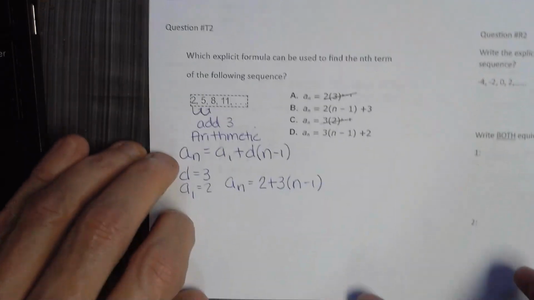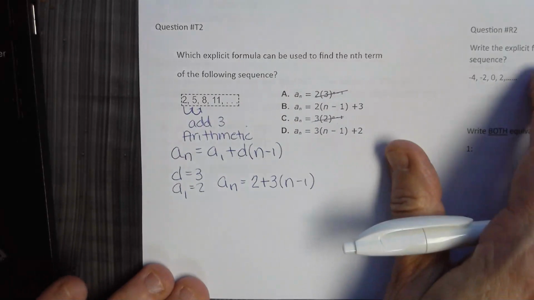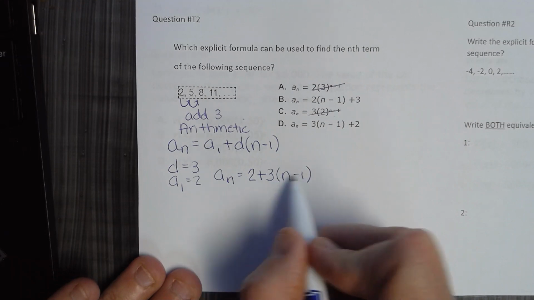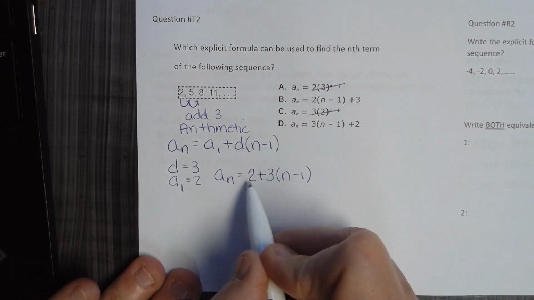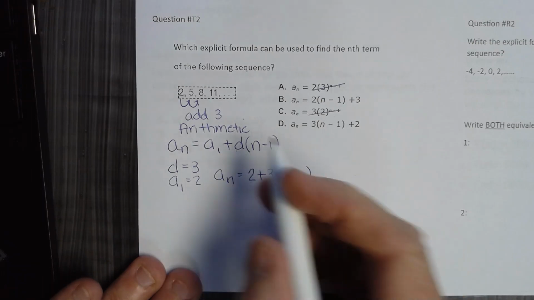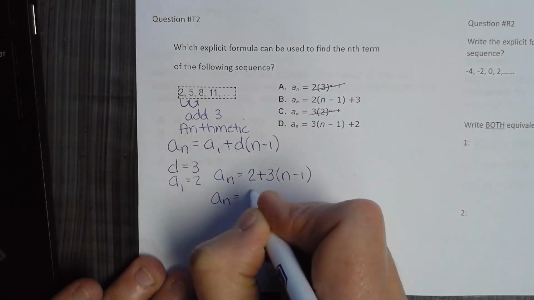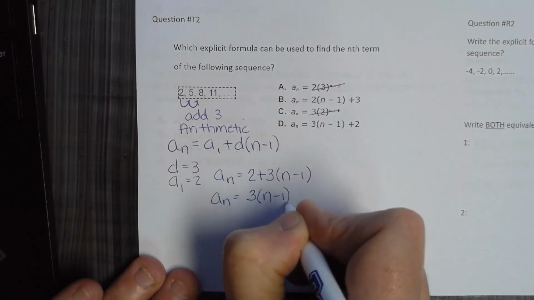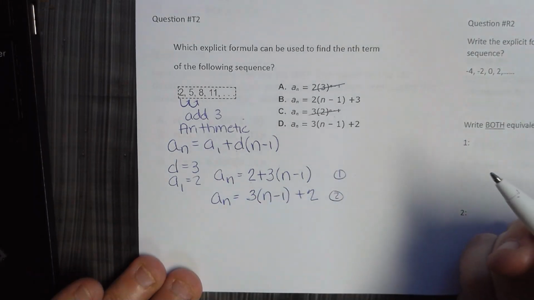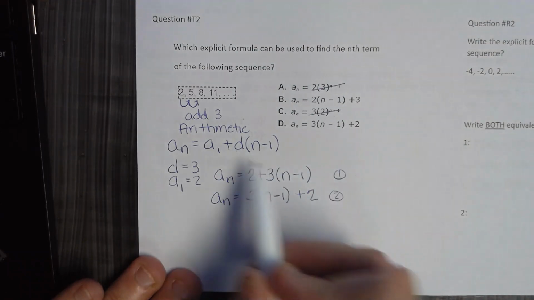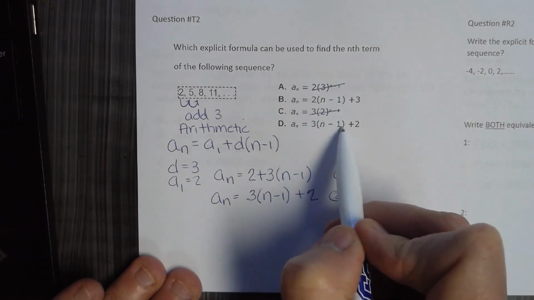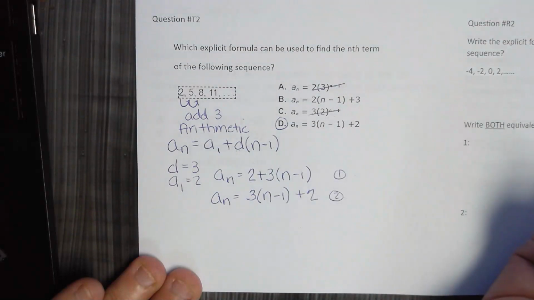Now, the reason why a lot of folks miss this is because they did a little switcheroo on you. So please understand, the common difference is what's multiplied by n minus 1. It doesn't matter if the 2 is in front or they add 2 in the back. The 2 is added. So you could also write it this way. Okay, so that's one way you can write it. That's a second way to write it. Notice the 3, the common difference, is the one that's multiplied by the n minus 1. So the 3 is multiplied by the n minus 1. D is the correct answer.